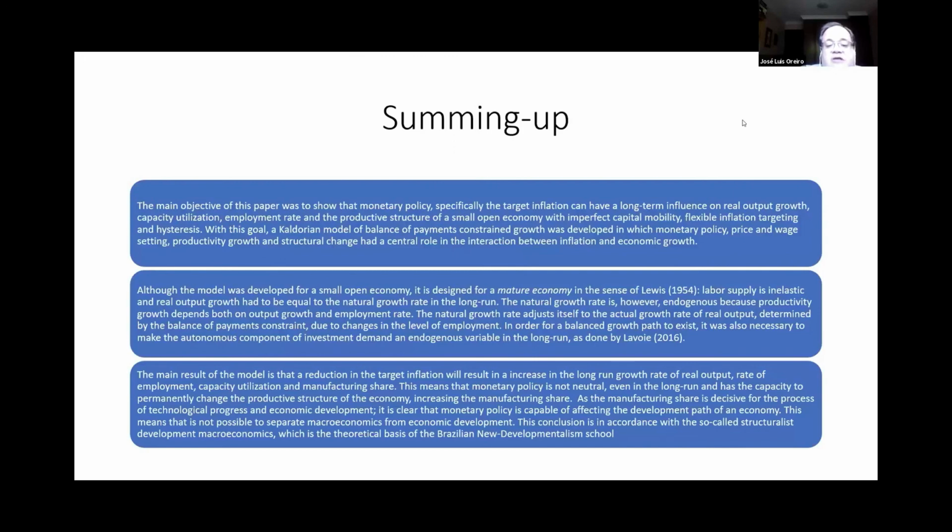This means that monetary policy is not neutral, which is a very post-Keynesian result, even in the long run, and has the capacity to permanently change the productive structure of the economy, increasing the manufacturing share. As the manufacturing share is decisive for the process of technological progress and economic development, it is clear that monetary policy is capable of affecting the development path of the economy. This means that it is not possible to separate macroeconomics from economic development.